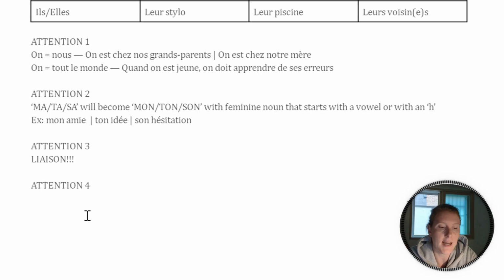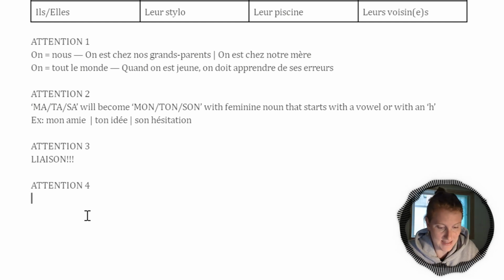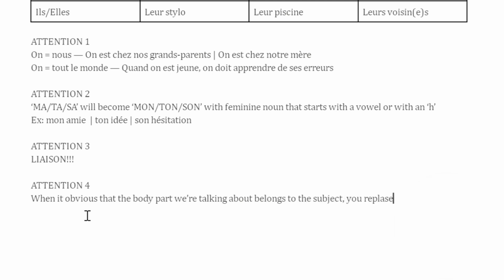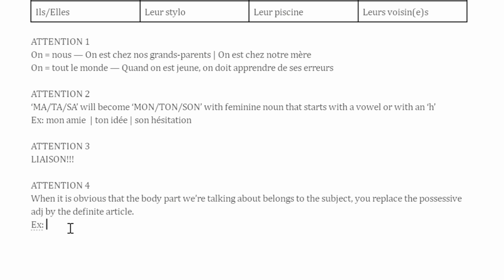And one last attention, number 4, which is more FYI, it's more how we express things. For body parts, when it makes sense, okay? When it's obvious that the body part we're talking about belongs to the subject, you replace the possessive adjective by the definite article. So the easiest example is I have a headache. J'ai mal à la tête. You wouldn't say j'ai mal à ma tête.